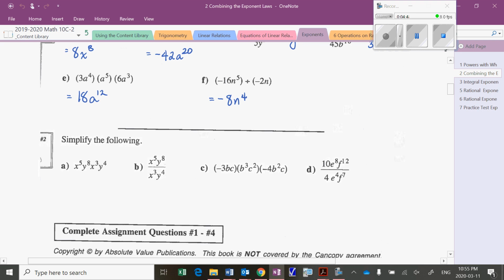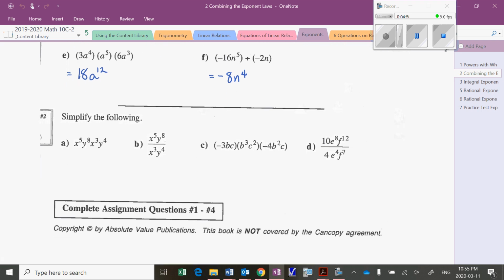For part E, we've got 3a to the fourth, and so we've got that 3 times 6 is 18, and then looking at all of those a's, a to the fourth times a to the fifth is a to the ninth, and then we've got 3 more a's being multiplied in, so a to the 12th, so 18a to the 12th. For F, we could stack it as a fraction, if that helps.